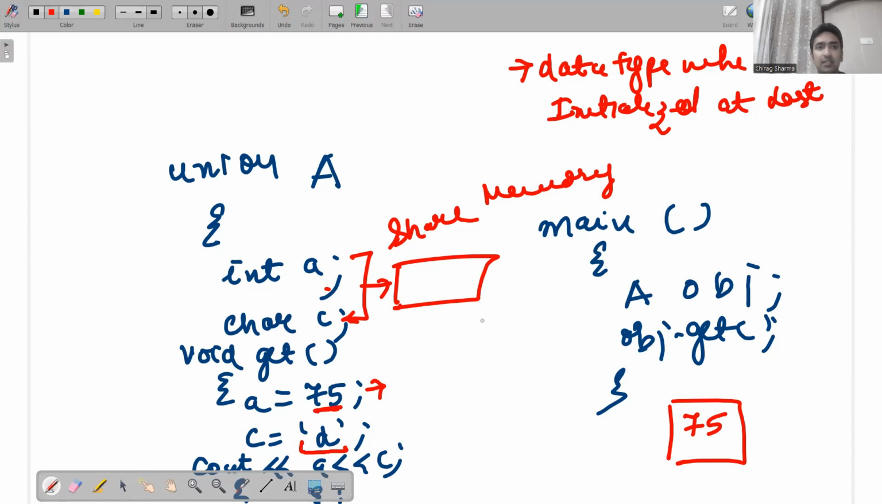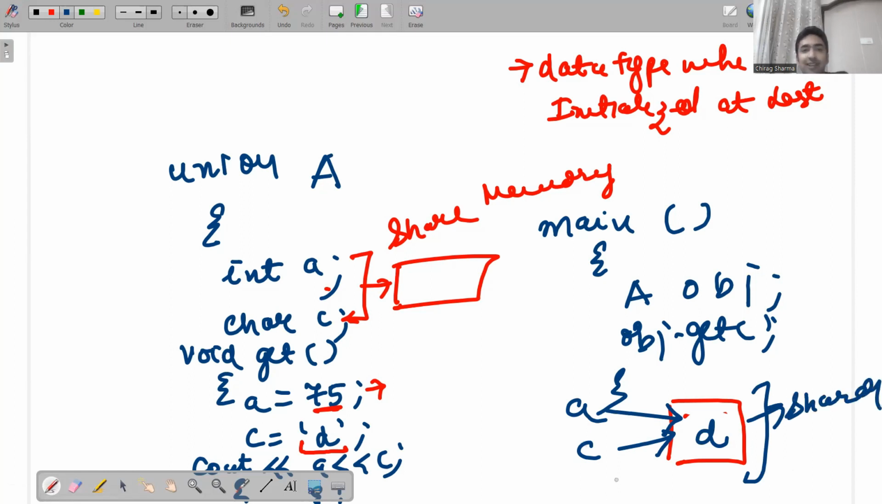The C value is given as d. So what happens here is that this 75 is actually swapped with d, and A as well as C both are having the answer d. Earlier A was initialized, it was 75. Now C is initialized, it is d. So this 75 is replaced with d, and d is shared. It's a shared memory location.